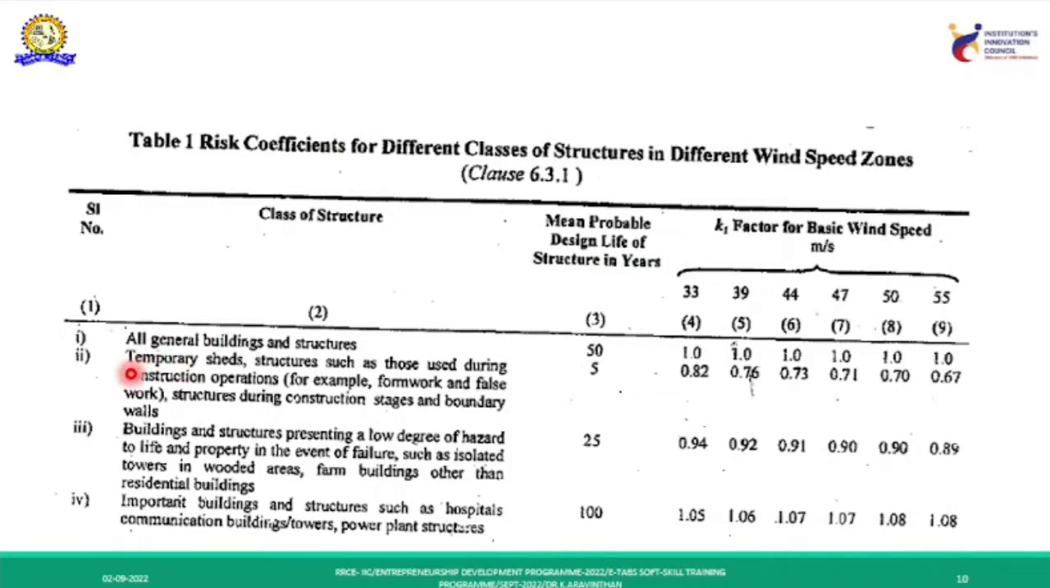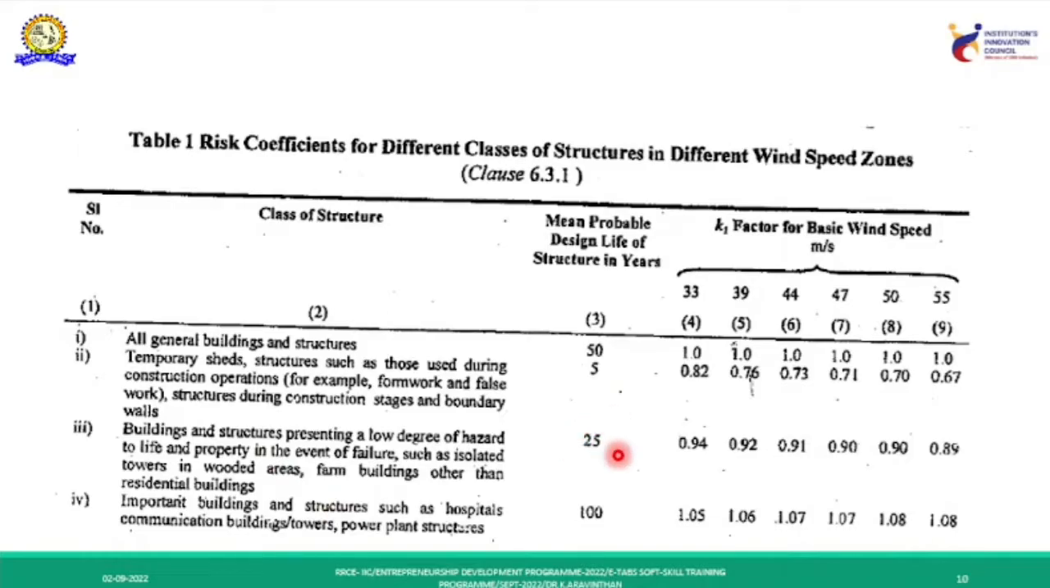If you are building a temporary shed, for constructing any building, the workers will make a temporary shed for storing the cement and other materials of the building. If you are constructing those kinds of structures, you can take this case. And if you are building a low degree hazard to life and property structure, such as an isolated tower, wooded areas, or farm buildings, these are all near village areas, farm buildings and other residential buildings which have a low probability of hazard. Then you can take the mean probable design life as 25 years. For the temporary sheds, you will take it as 5 years, and for these structures it will be taken as 25 years.